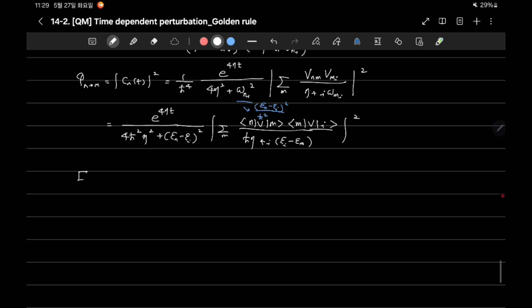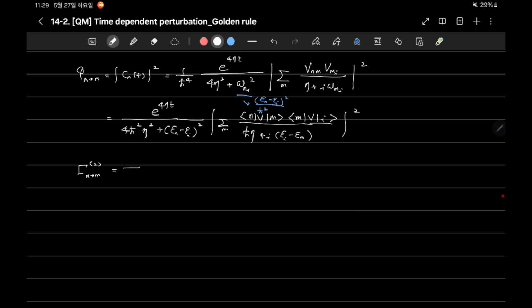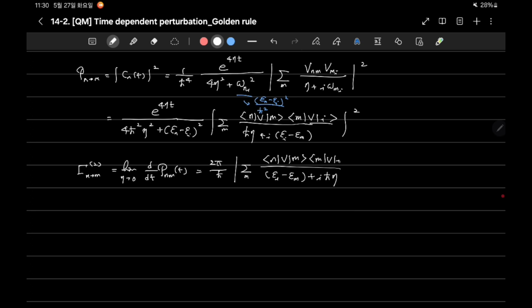Then the transition probability and transition rate in the second order perturbation to n, m: the transition rate in the second perturbation is, in the limit η equal to 0, for very small η, the time derivative d/dt of P_nm(t). So in a similar manner, there is also the factor 2π over ħ, and summation over m of V_nm V_mi over (ε_i minus ε_m plus iħη), squared, times the delta function δ(ε_n minus ε_i).